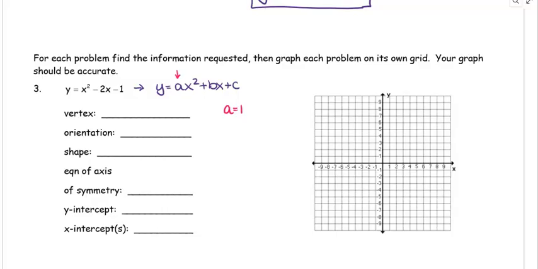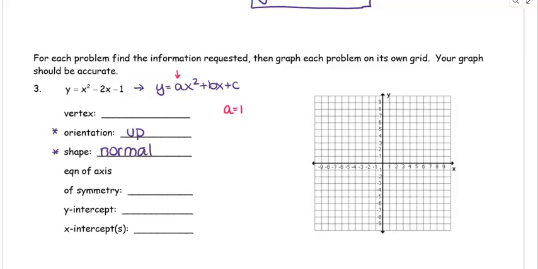That a is equal to 1, we know how to deal with an a value. An a value will tell us if the graph is going to open up or down. Since this is a positive 1, we know that the orientation is going to be up. Since it is a 1, we know that the shape is going to be normal. We're going to be able to get one other bit of information from this just by taking a look at this equation, but I'm not going to tell you what it is just yet.